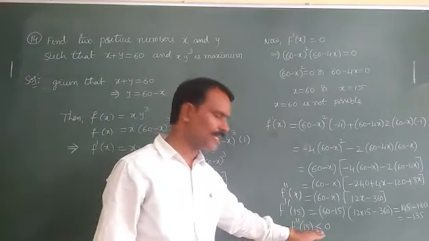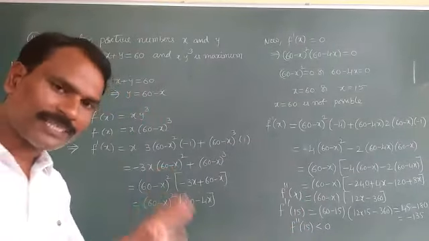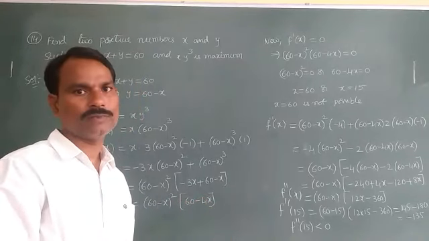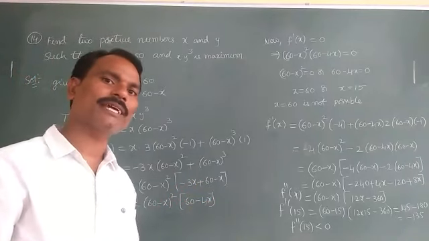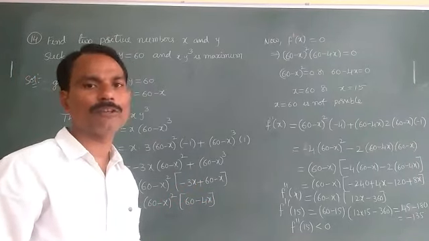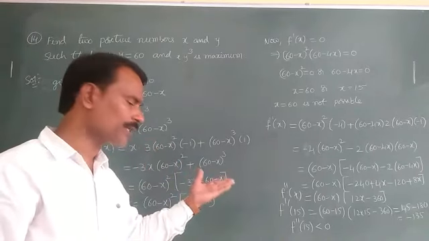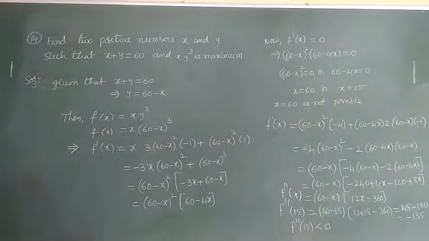F double dash of 15 is less than 0. Any value less than 0, what do you feel? Yes, it is a maximum. It is maximum at x equal to 15. At x equal to 15, what are the numbers? One is x equal to 15, the second one is 60 minus 15, that is 45. The two numbers are 15 and 45. Like that we can conclude this problem. Clear guys? Note down first.